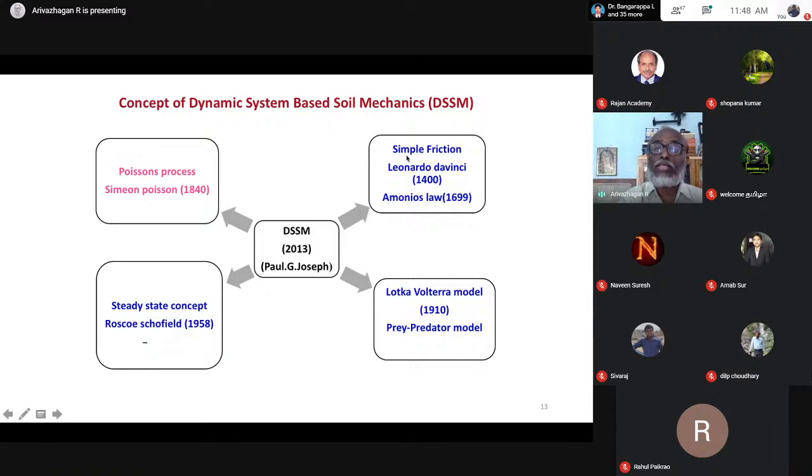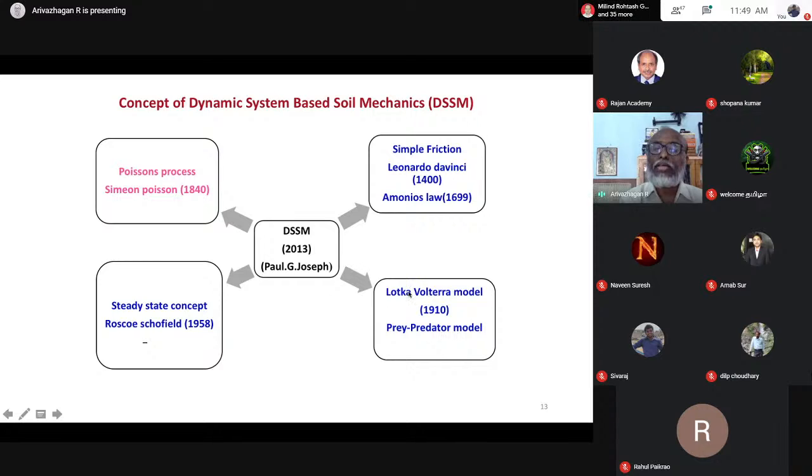Then the second one is simple friction, that is Coulomb friction, dry friction, formulated by Leonardo da Vinci in the 1400s, that is the 14th century. Then it's the famous Amontons' law, that is 1699. Then another one is called the steady state concept. It was formulated by Roscoe and Schofield in 1958.